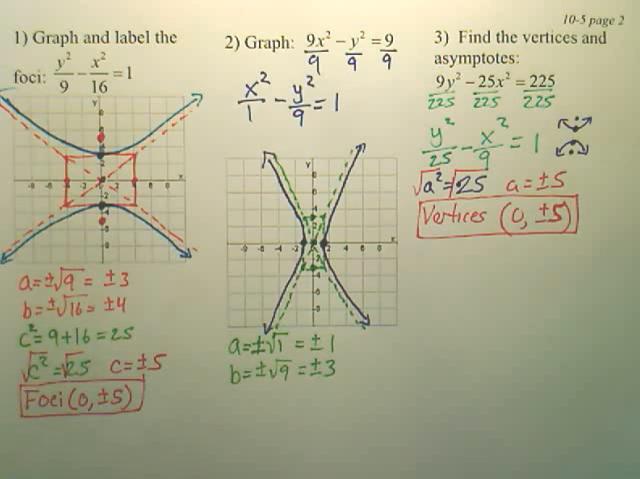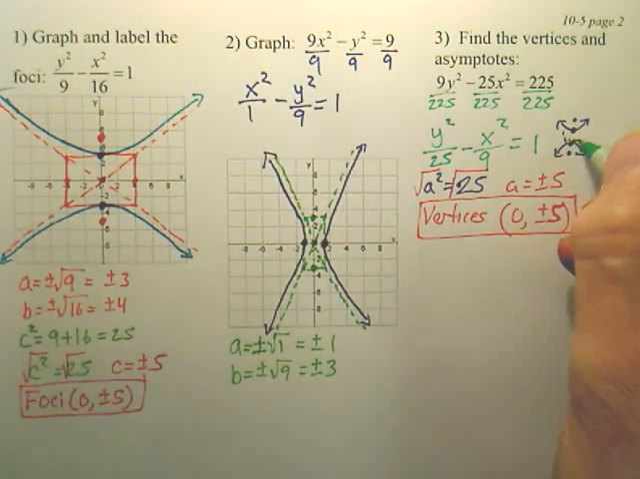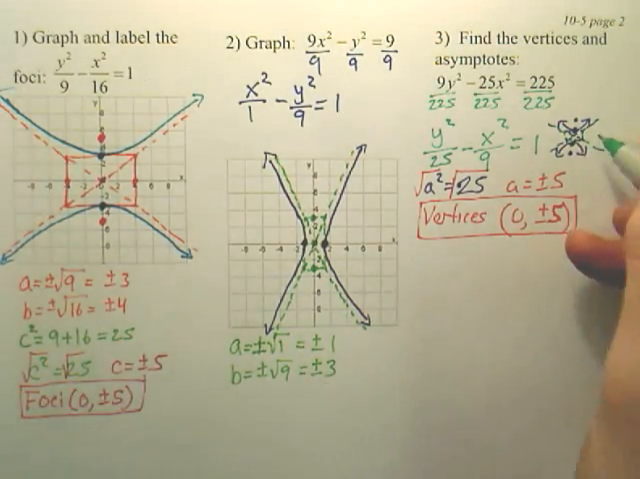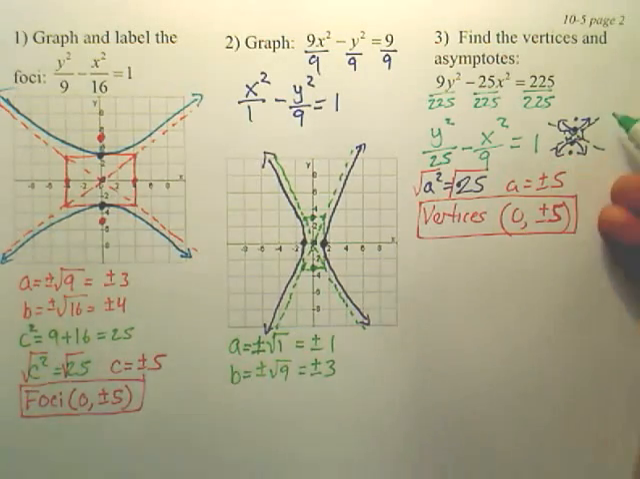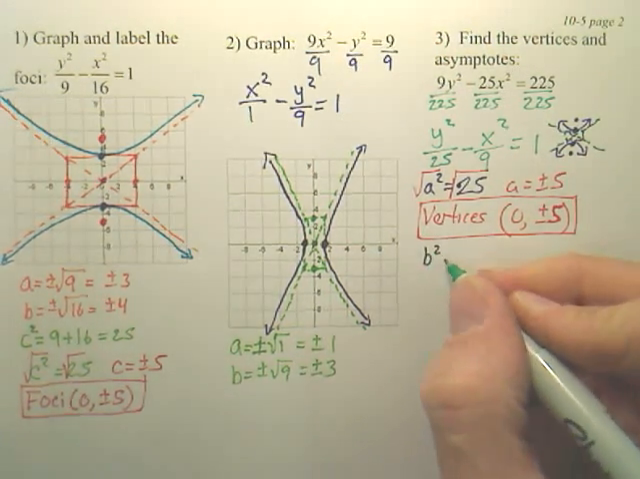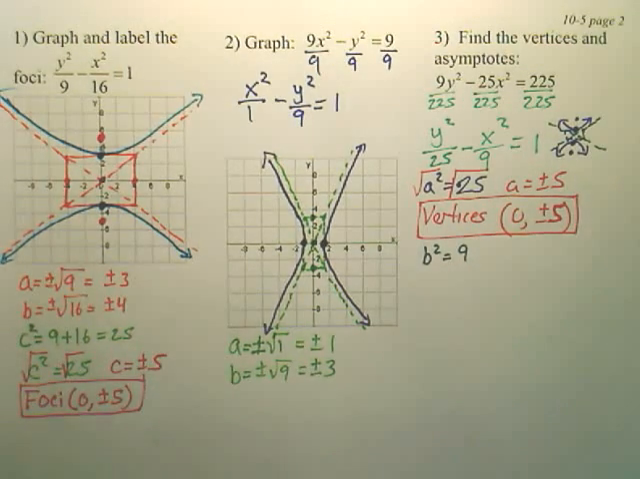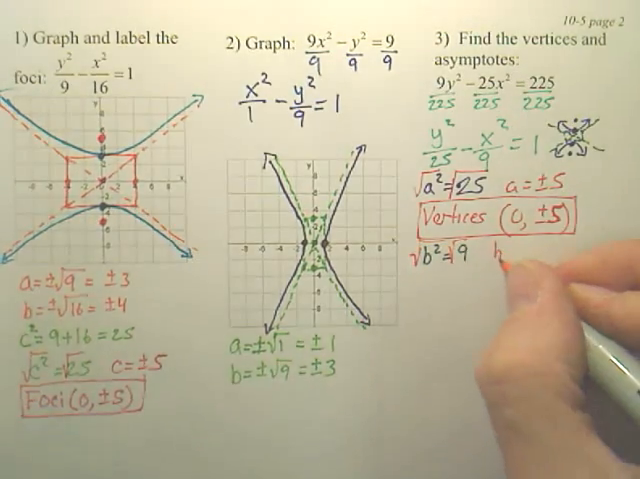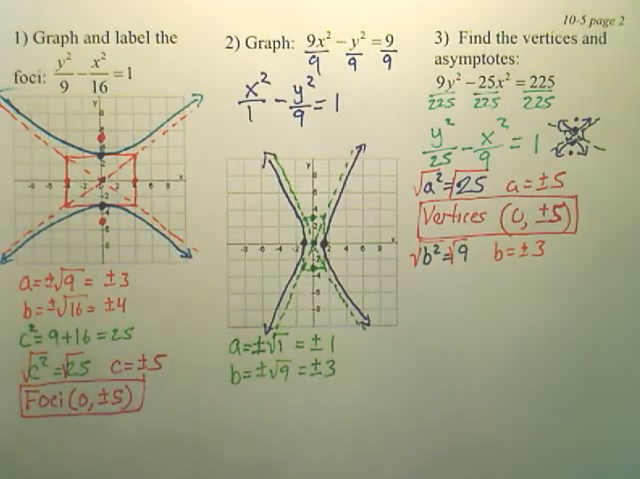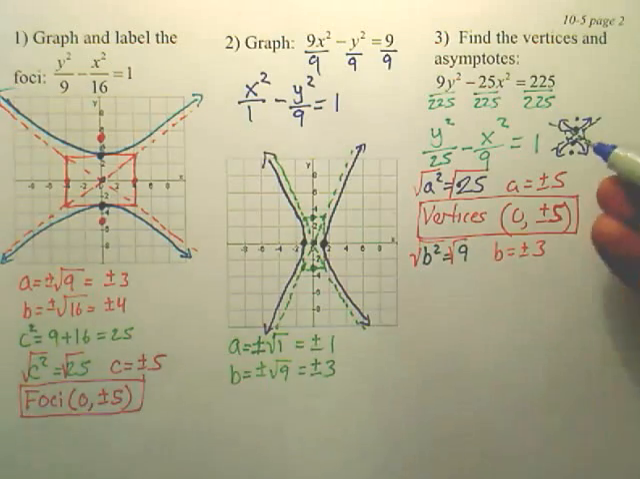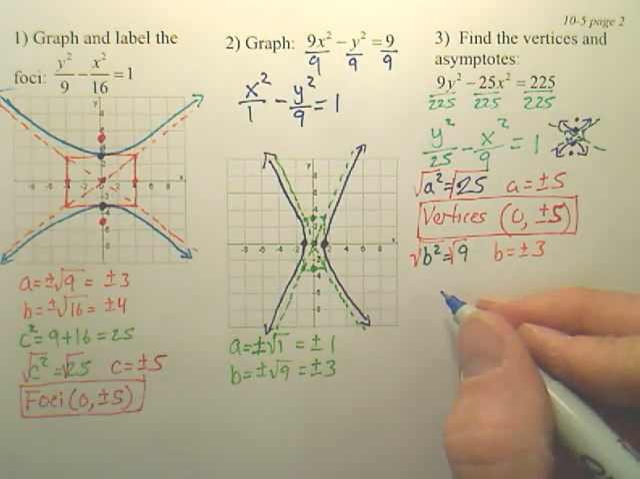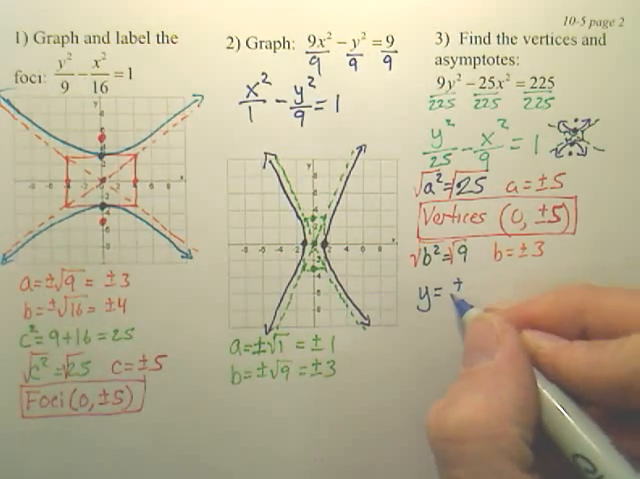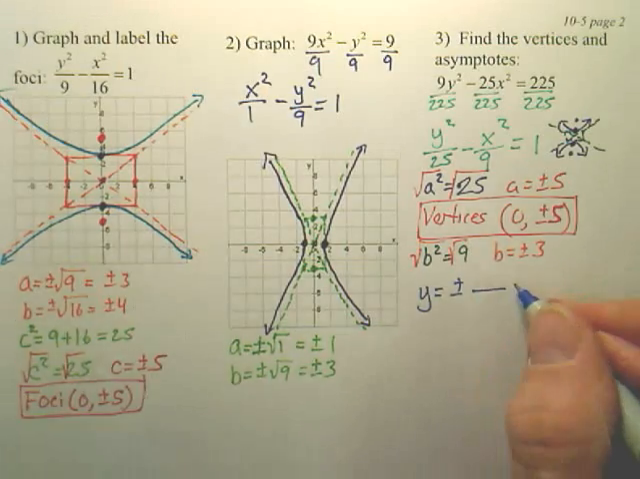Your a value gives you your vertices. And your asymptotes, if you think of your asymptotes, you have this little box here, and you created these asymptotes. So to find those asymptotes, I need to get a slope of that line. So we first need to find b, so b squared equals 9, and if I square root that on both sides, you got b equals plus or minus 3. And then if you think about this little box again, you have two graphs, by the way, one going down, one going up, and you have an x value.